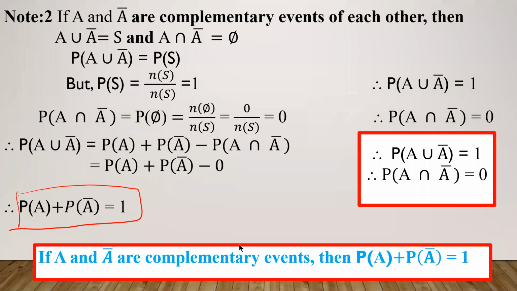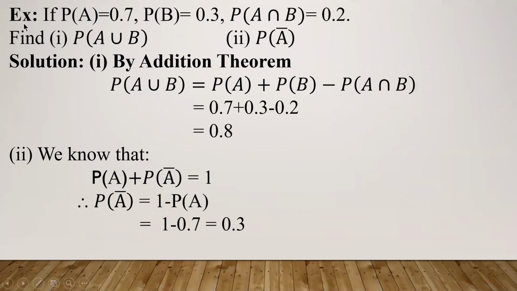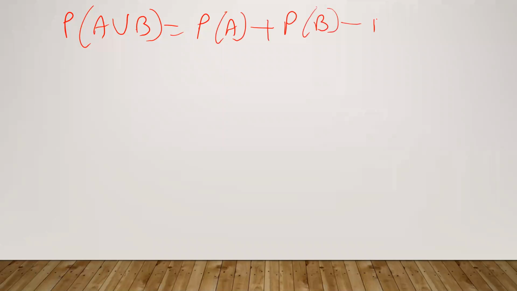Okay. Now let us solve the problems based on these two theorems. Look at the first exercise. You are given the probability of A equal to 0.7, the probability of B equal to 0.3, and the probability of A intersection B is 0.2. What is asked? Find the probability of A union B, and second, find the probability of A complement. Let us see how to find the probability of A union B. So apply your formula. It is the probability of A plus the probability of B minus the probability of A intersection B. All these problems are based on this formula only.